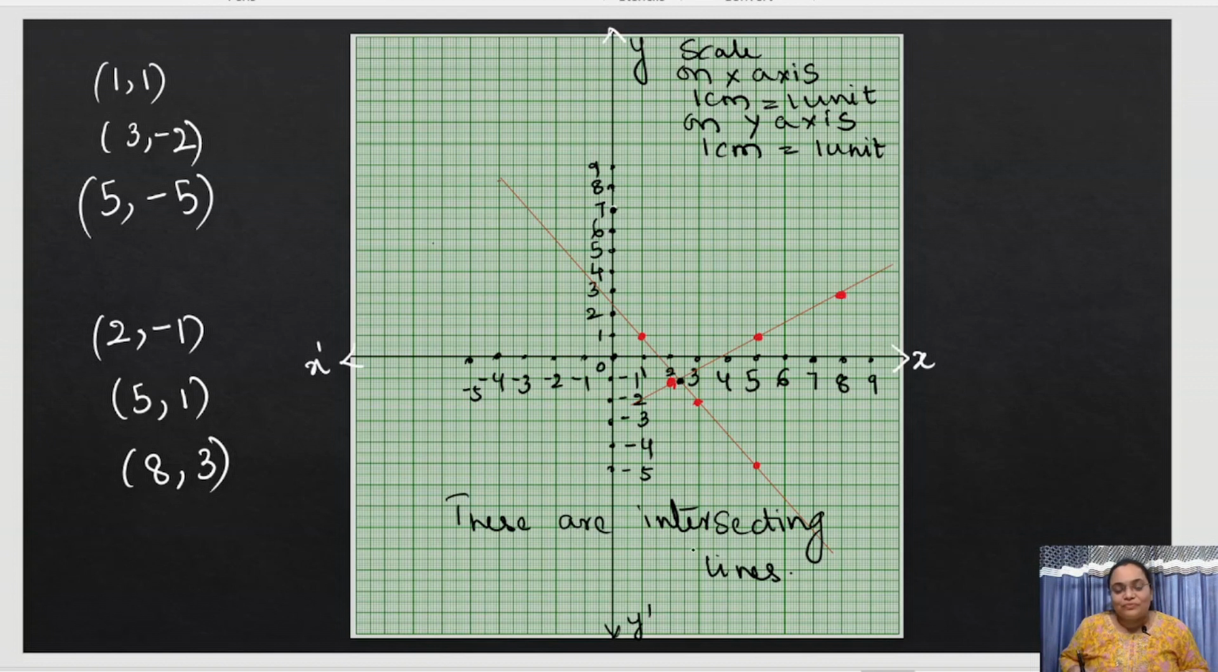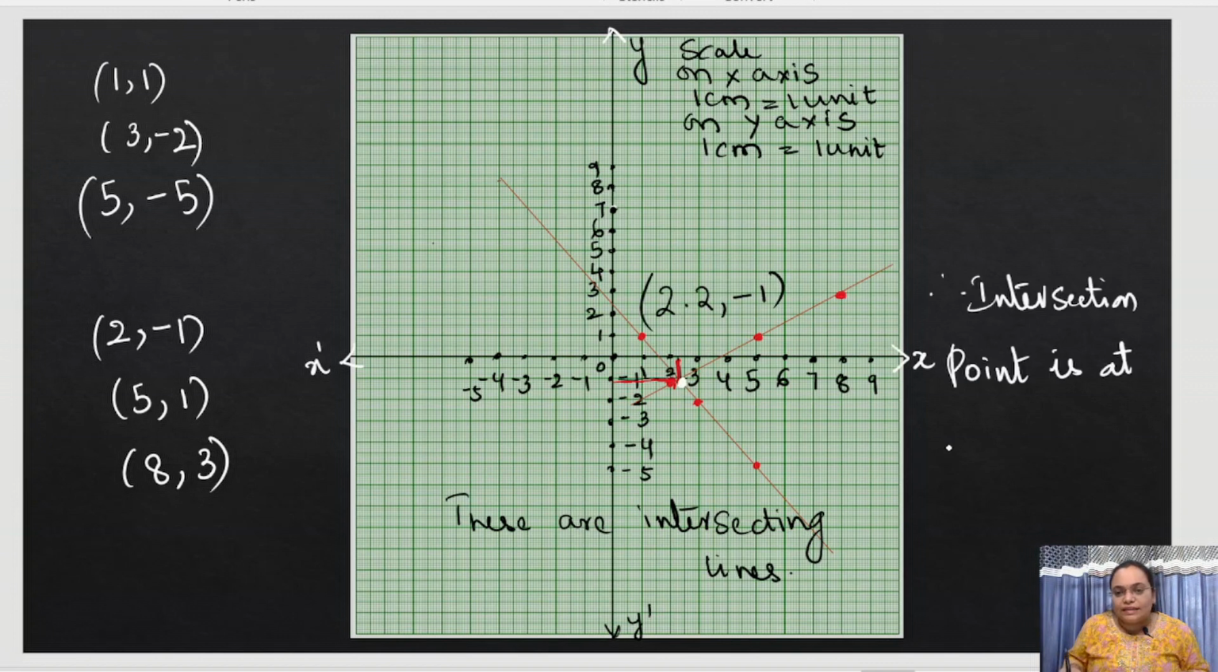See, from the graph we can say that these two lines are intersecting lines, and intersecting lines have one common point. So the solution is 2.2 and minus 1. The intersection point is at 2.2 comma minus 1, or in fractions you can take it as 29 by 13 and minus 11 by 13. Okay.